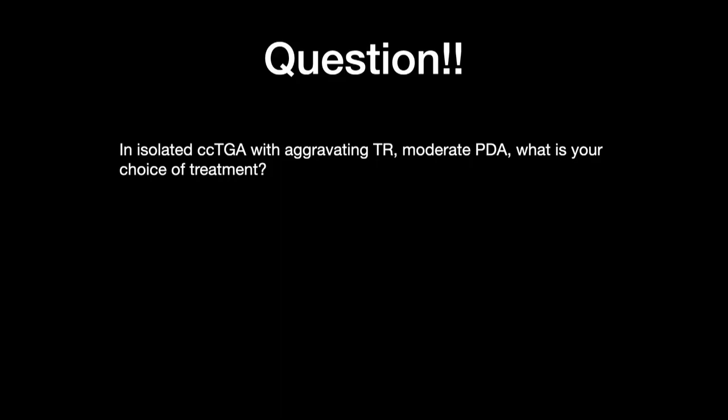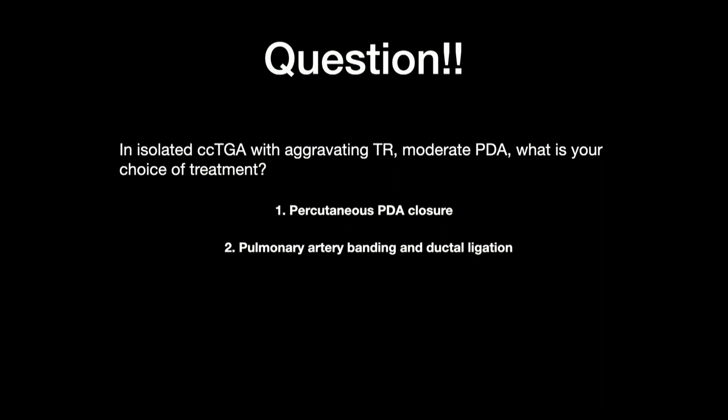So this is my first question to the voters. In isolated ccTGA with aggravating TR, moderate PDA, what is your choice of treatment? I'll give you multiple choices. First, percutaneous PDA closure. 2, pulmonary artery banding and ductal ligation. 3, double switch operation. 4, more observation.